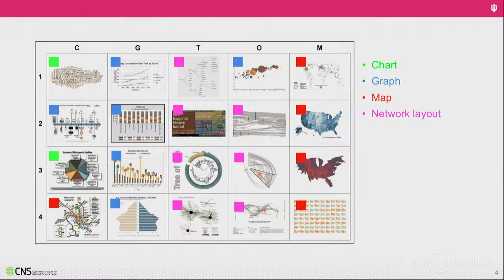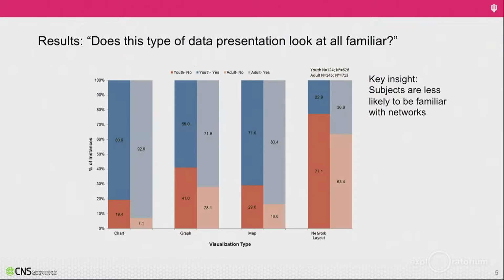Here is the full data set of visualizations that was used, encoded by the visualization type. You can see that there are some visualization types that are rather common, like a tag cloud in C1. We have a line graph in G1. But then we have some of those visualizations that are notoriously hard to read. For example, T2 is a tree map. We have a force-directed network layout in T4. And we also have a whole bunch of maps in there. For example, M2 is the choropleth map that we saw earlier.